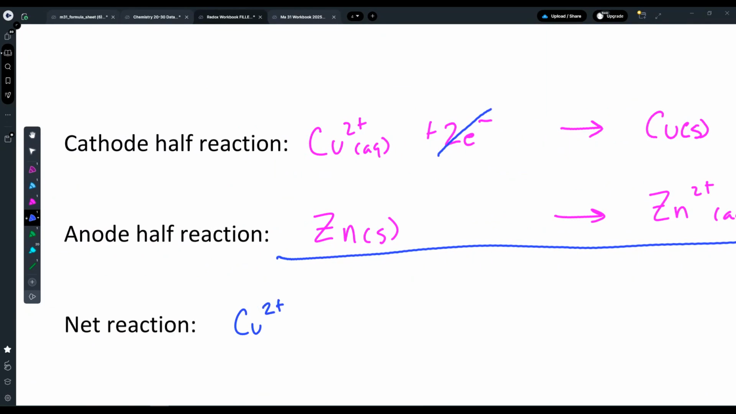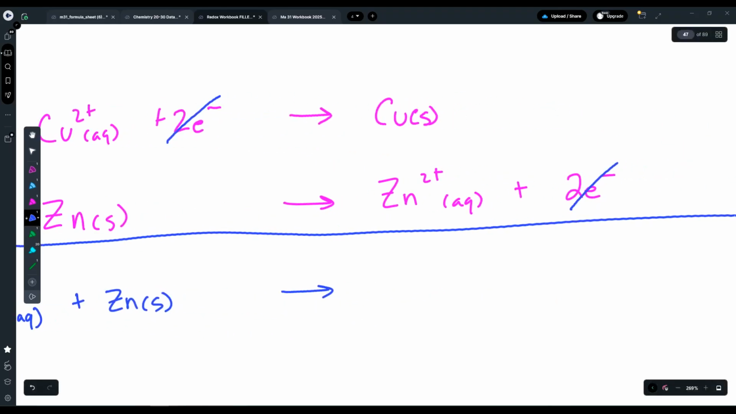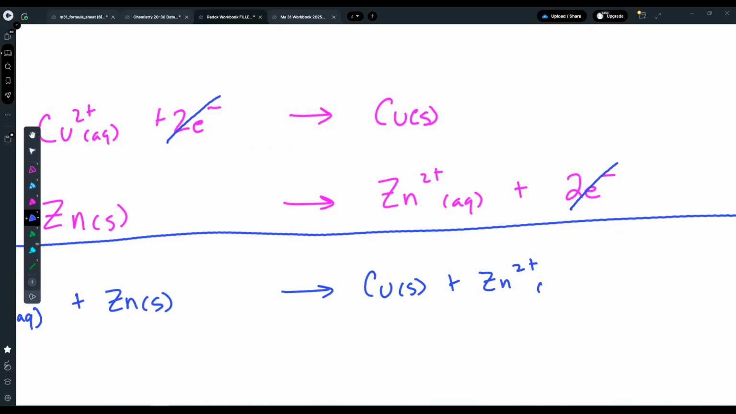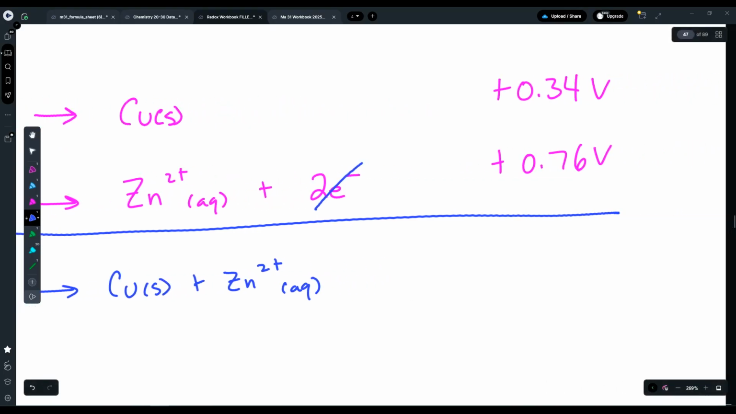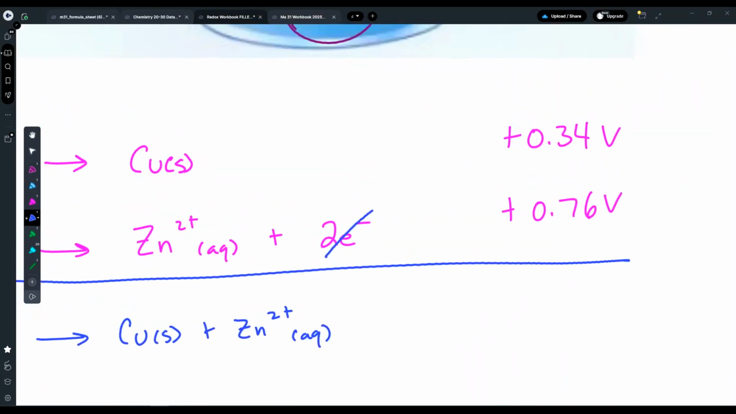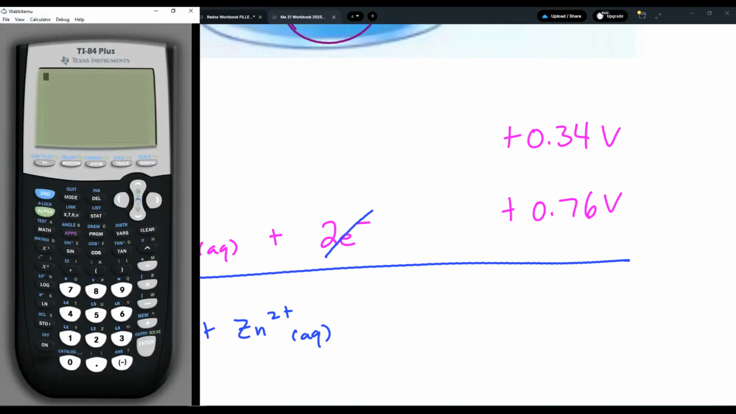So copper 2+ aqueous, remember always to write the charges when applicable as well as the states, plus zinc solid gives us copper solid plus zinc 2+ aqueous. Then for the voltages, because both of them are positive, we're just going to add them up. So 0.34 plus 0.76, we get 1.1.